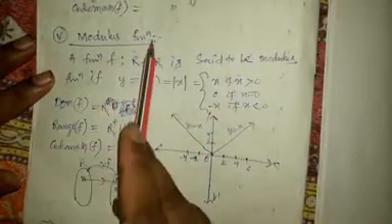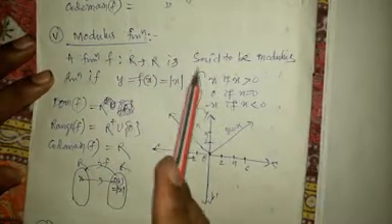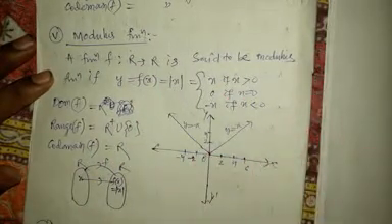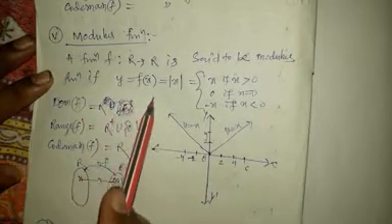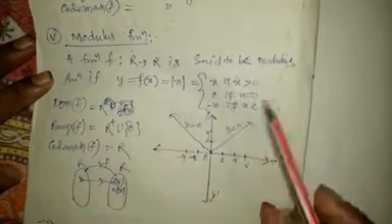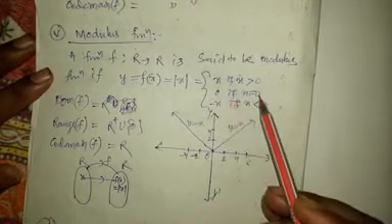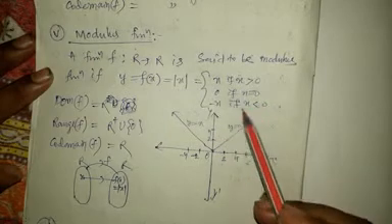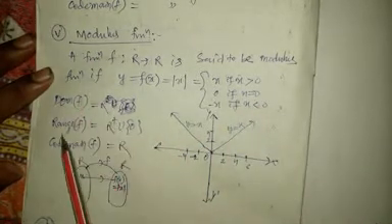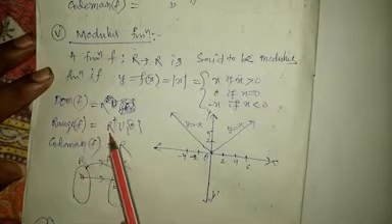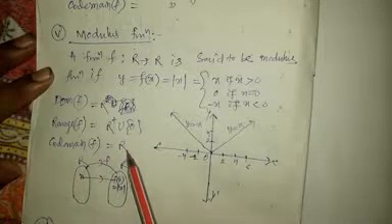Now modulus function. A function f such that R to R is said to be modulus function if y is equal to f of x is equal to modulus of x. Means x if x is greater than 0, 0 if x is equal to 0, minus x if x is less than 0. That means domain of the function is equal to real number, range of the function is equal to R plus union 0. The codomain of f is equal to real number.